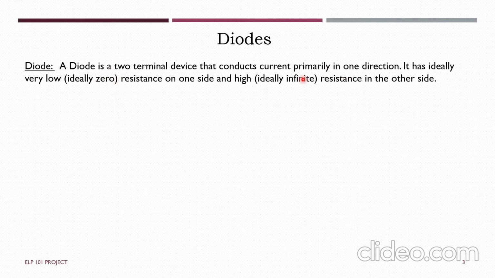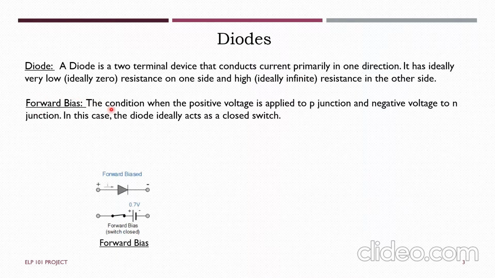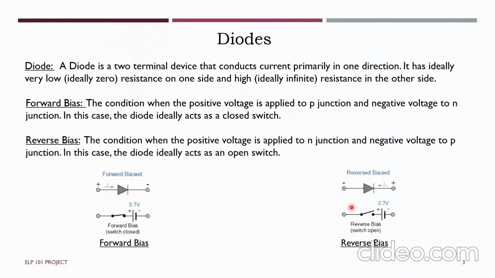There are two conditions pertaining to a diode. The first is the forward biasing condition, where the positive voltage is applied to the P junction of the diode and the negative to the N junction of the diode. In this case, the diode acts as a closed switch. In the reverse bias condition, the positive is applied to the N junction of the diode and the negative voltage to the P junction of the diode. In this case, the diode ideally acts as an open switch.